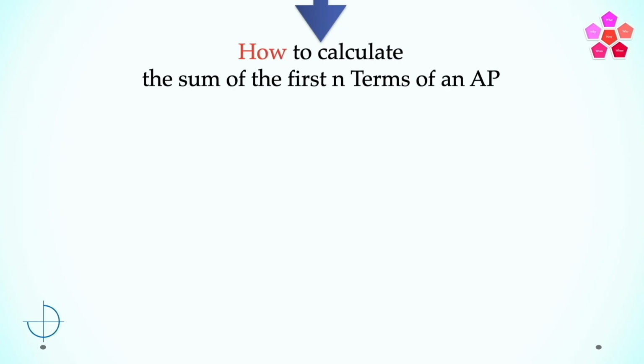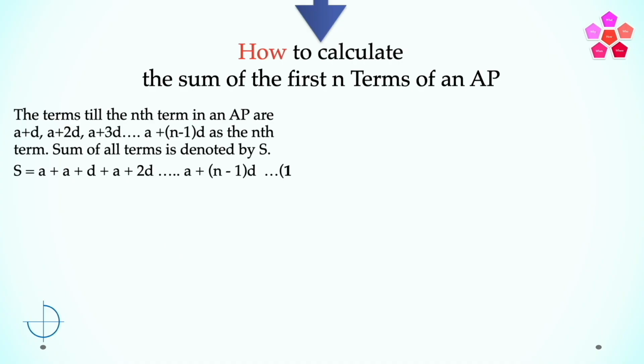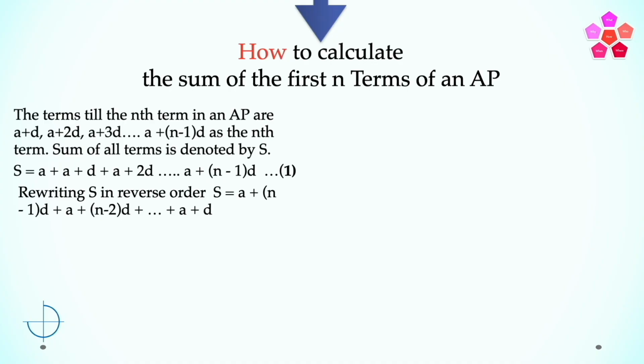We all know the terms till the nth term in an AP are a, a plus d, a plus 2d, a plus 3d, and so on. Sum of all the terms is denoted by S. So S is equal to a plus (a plus d) plus (a plus 2d) plus ... plus (a plus (n minus 1)d). Rewriting S in the reverse order, S is equal to (a plus (n minus 1)d) plus (a plus (n minus 2)d), and so on till we reach a.